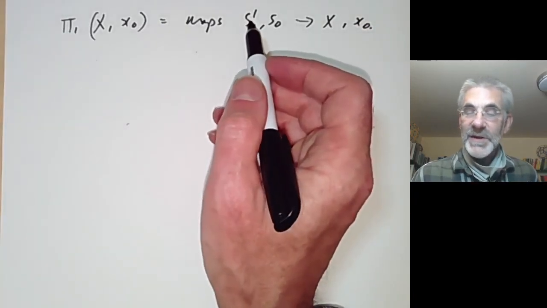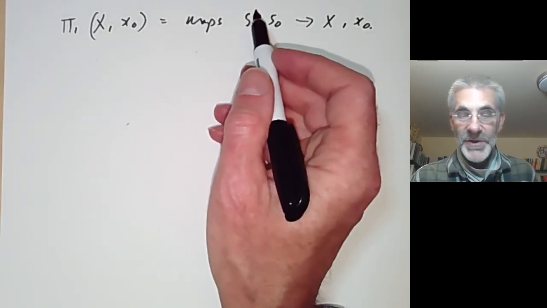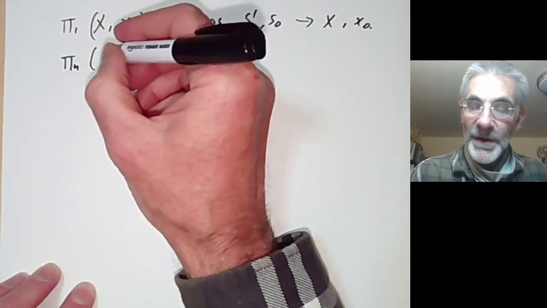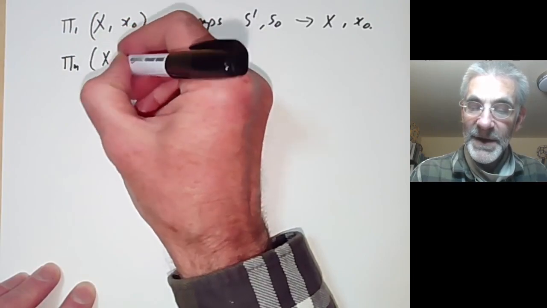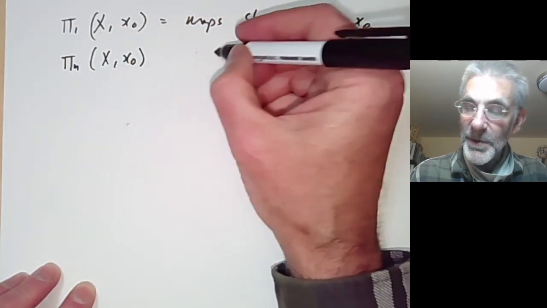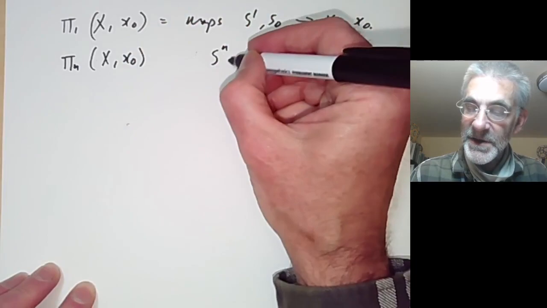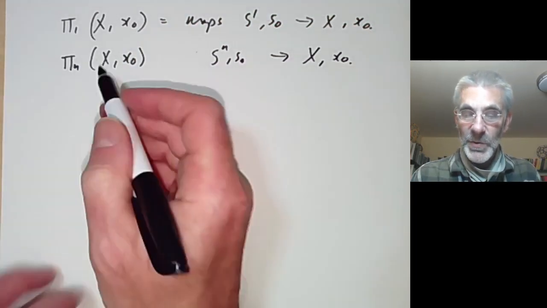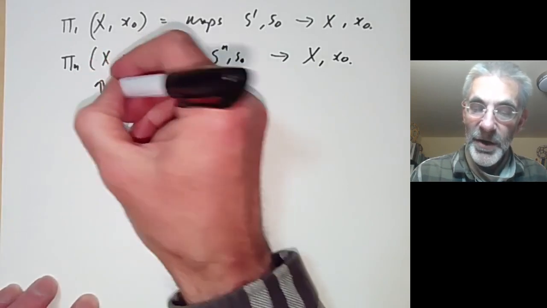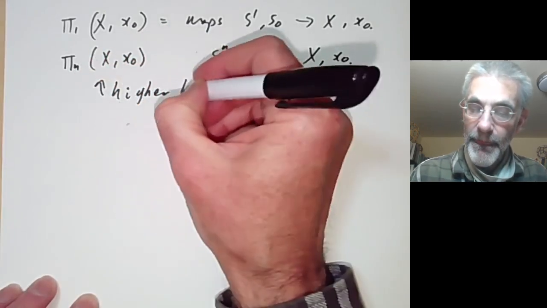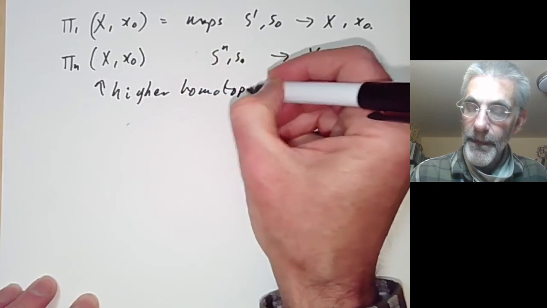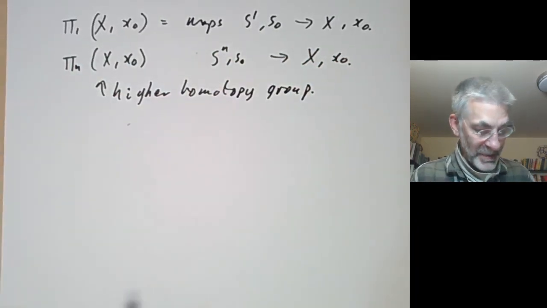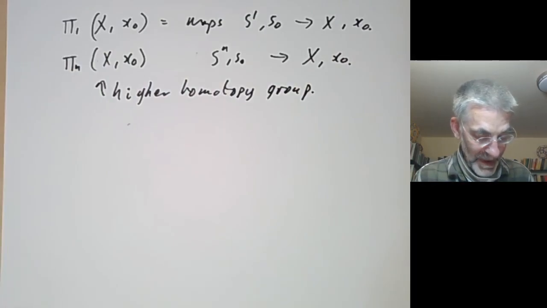And you may ask, what's the big deal about taking a one-dimensional sphere? Well, we can also take an n-dimensional sphere, and we can define the nth homotopy group of X with x0 to be homotopy classes of maps from an n-dimensional sphere with a base point s0 to X with its base point x0. And these are called higher homotopy groups. It's not immediately obvious that they are in fact groups, but we'll maybe show this later.